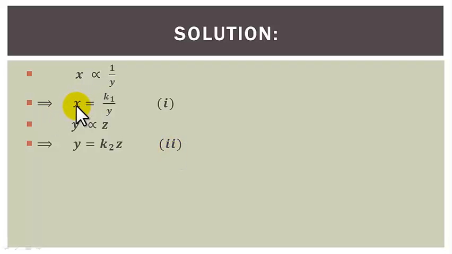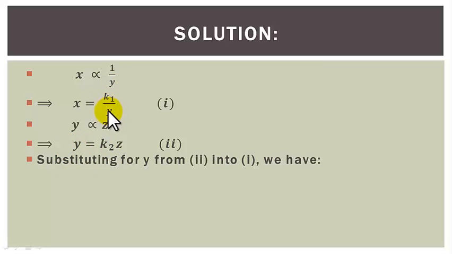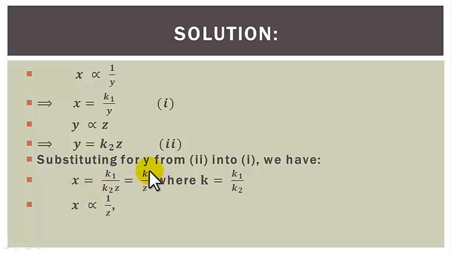To find the relationship between x and z, we have to substitute for y from equation 2 in equation 1. That is, x is equal to k1 all over k2z, and this is equal to k all over z, where the k here represents k1 all over k2. x equals k all over z can be written as x is proportional to 1 all over z. That is, x varies inversely as z.